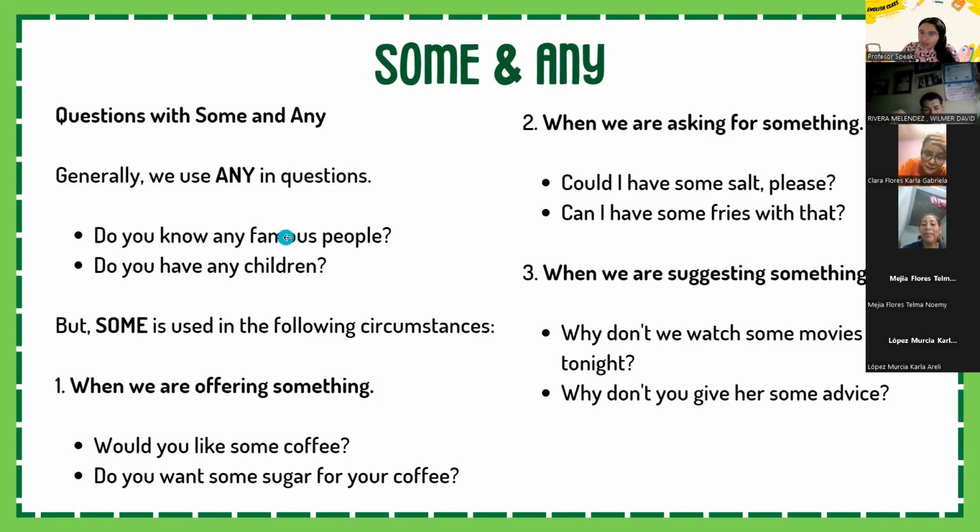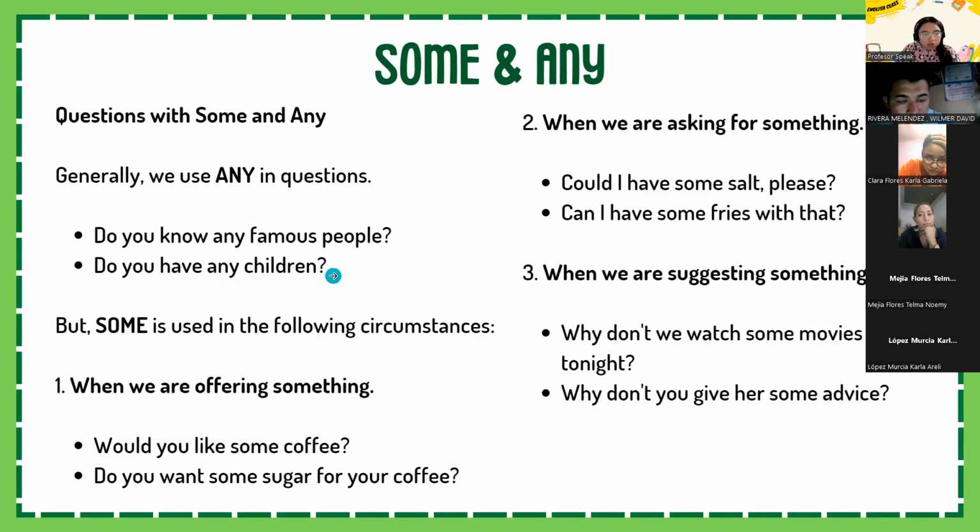Any se ocupa para negatives y también para preguntas en la mayoría de los casos. Aquí tenemos unos ejemplos. Do you know any famous people? ¿Conoces a alguien famoso? Do you have any children? ¿Tienes niños? This is the way we're going to use any. Position. No hay una estructura bien definida como para la position, siempre y cuando que tenga sentido. En este caso, creo que tendría que ir antes del noun que está utilizando. Famous people is my noun. Children is my noun. Entonces, en el caso de usarlo en la oración, va antes del noun, antes del sustantivo.